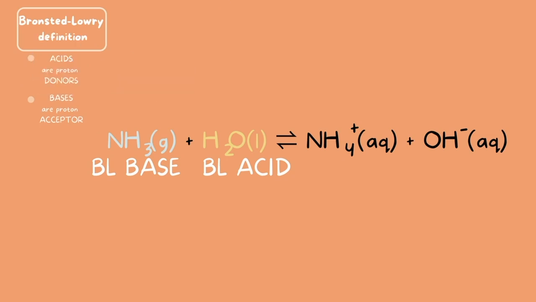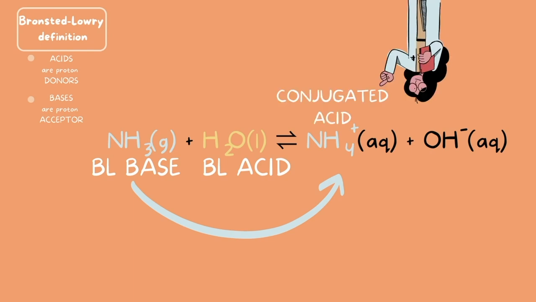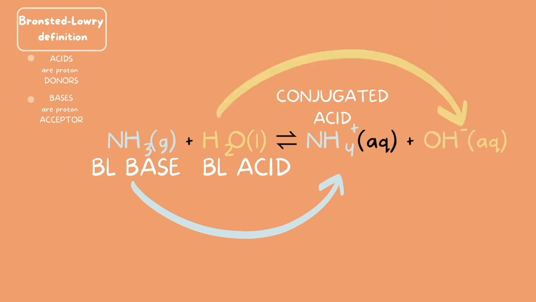There's one more step we need to look at. Bronsted-Lowry bases will always create a conjugate acid. So here, the conjugate acid is NH4+. And acids will always create a conjugate base. So here, the conjugate base is OH negative.